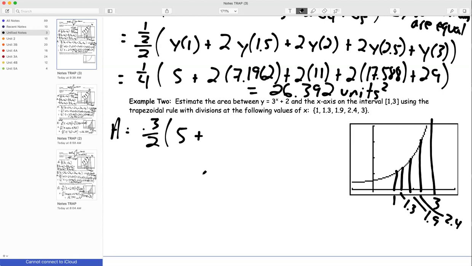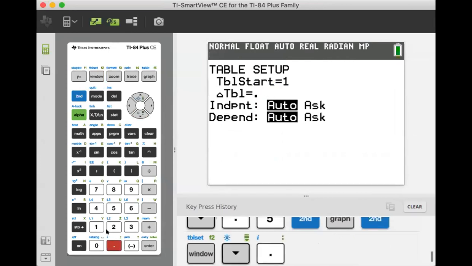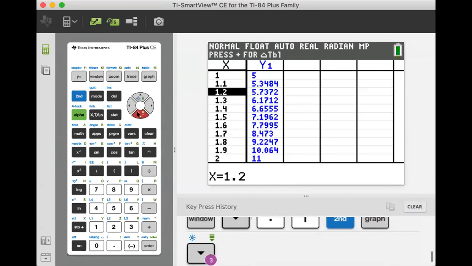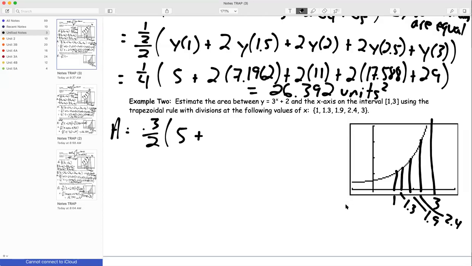So I think I need to go back to my calculator now. I'm going to go back to my calculator here, and I'm going to change my table. It's the same equation, but I'm going to change the table. We're going to start at 1, and let's change by 0.1. And look at the table. And there I can get 1.3 at 6.1712. So let me get back to the notes there. So my first trapezoid here is going to be 0.3 divided by 2 times 5 plus 6.172. And that's my first trapezoid.